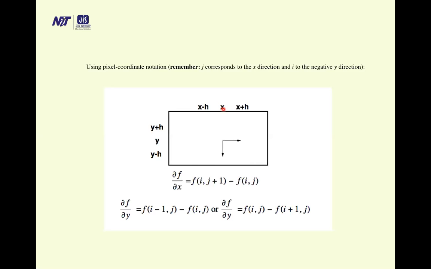X is the center over there. If we go on like this, it will be x plus h, x plus 2h and so on. If we go in this way, it will be x minus h, x minus 2h and so on. Similarly for y, if we go upward, y plus h. If we go down, y minus h. And the corresponding del f by del x is given by this, and del f by del y is given by this.